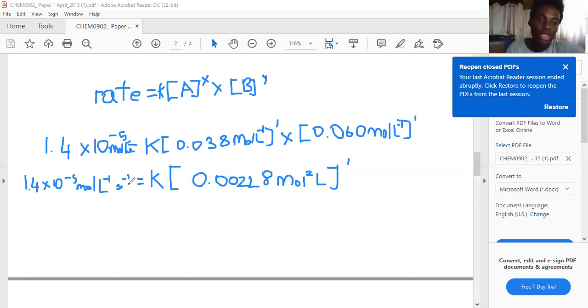Now what we're going to be doing is cross multiplying. Again, we want K on one side because we're solving for K, so we need K by itself. How we're going to get K by itself is cross multiplying. You divide this value by itself, and anything that you divide by itself is obviously going to be equal to 1.